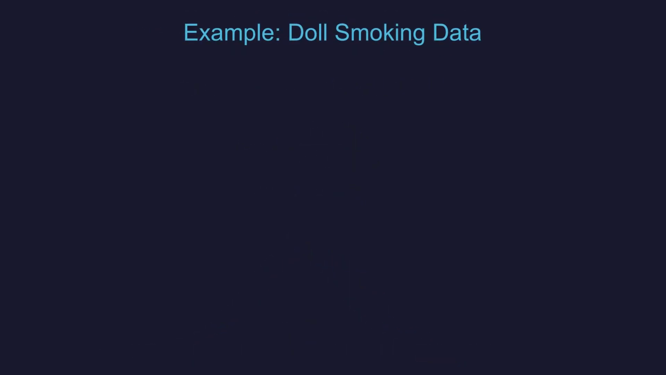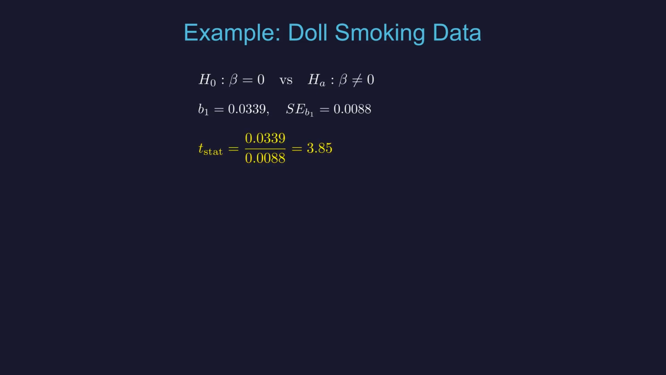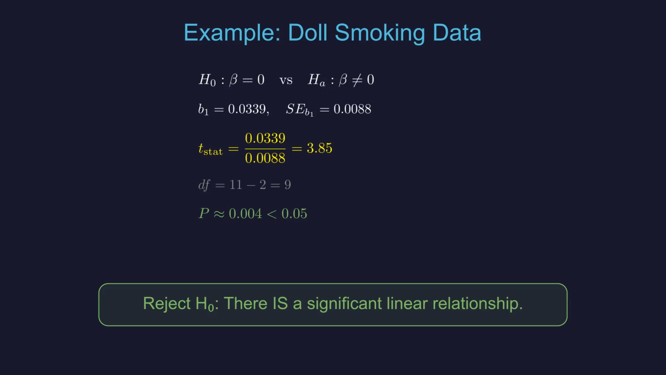Let's apply this to the doll smoking data with 11 countries. We test H0, beta equals 0 versus beta not equal to 0. Our slope is 0.0339 with a standard error of 0.0088. The t-statistic is 3.85 with 9 degrees of freedom. The p-value is about 0.004, well below 0.05, so we reject the null hypothesis. There is a statistically significant linear relationship between cigarette consumption and lung cancer mortality.